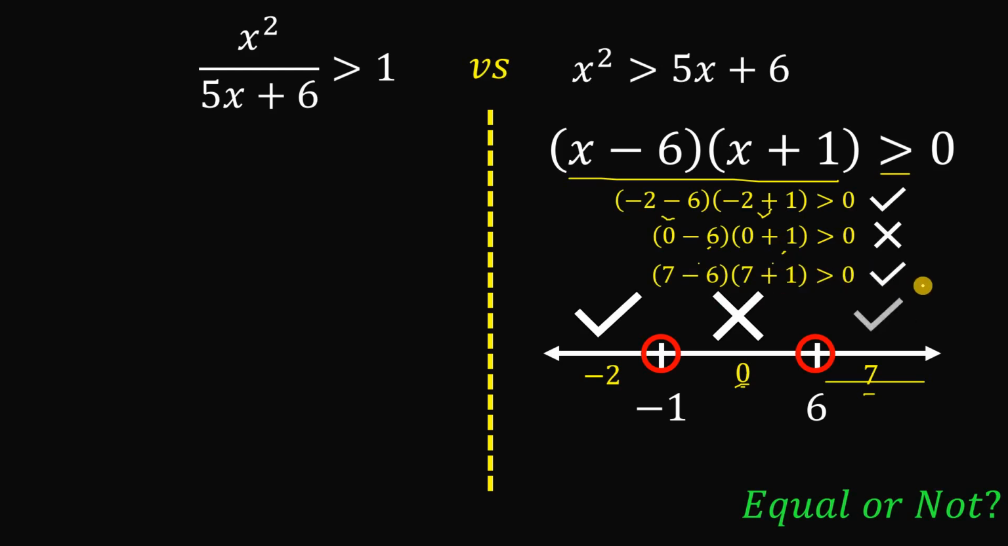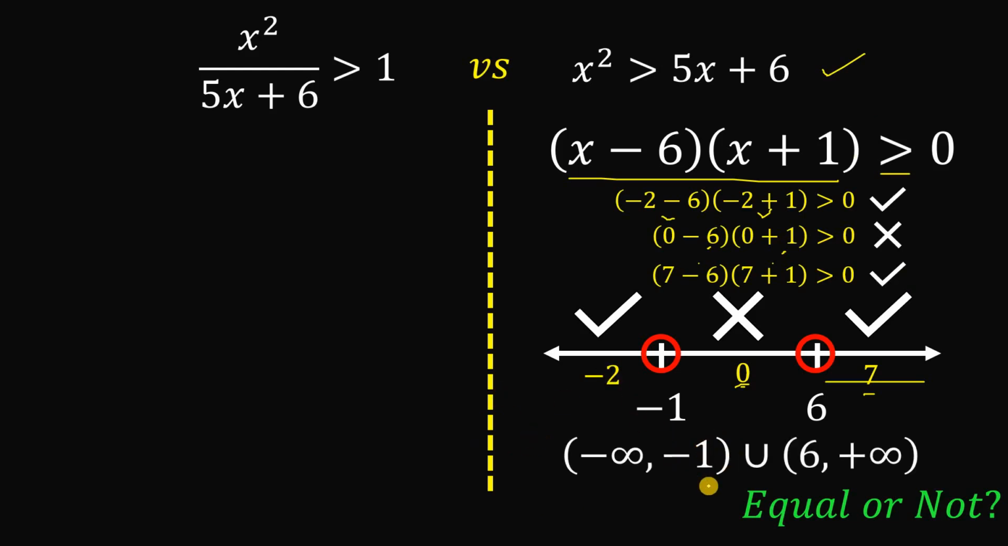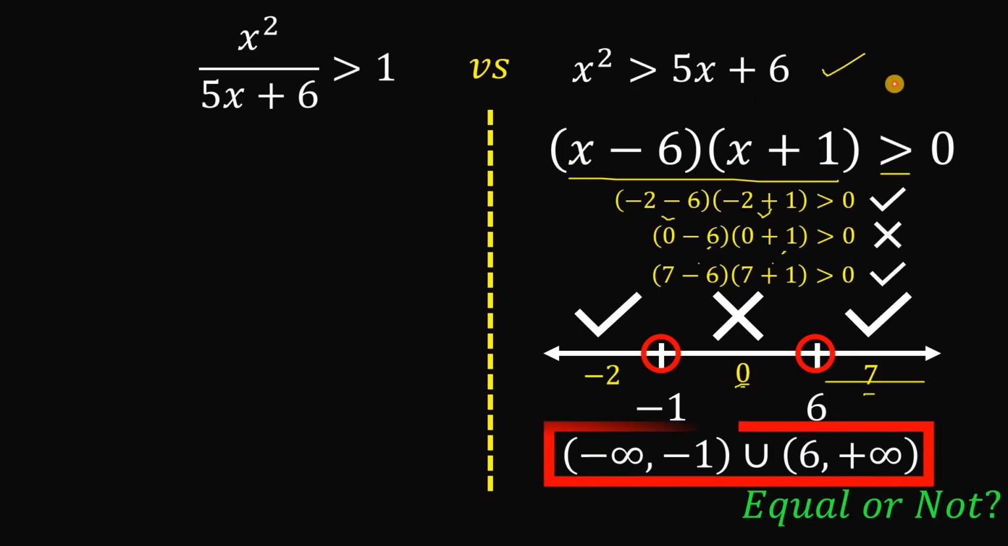So this is okay. Therefore, we can say that our solution to this inequality is simply negative infinity up to negative 1, parenthesis, union 6, parenthesis, 6 up to positive infinity. And this is our answer for the second inequality question. Now, how about the first?